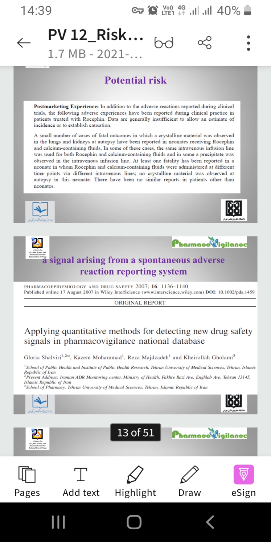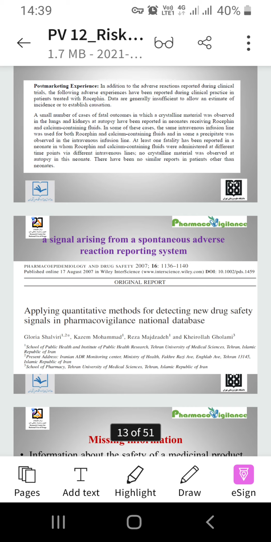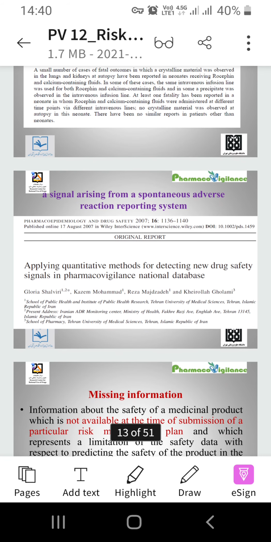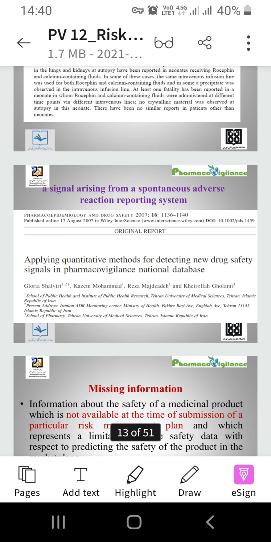A signal arising from a spontaneous adverse reaction reporting system. Pharmacoepidemiology and Drug Safety, 2007. This is a report published online in August of 2007 in Wiley InterScience: Applying quantitative methods for detecting new drug safety signals in pharmacovigilance national databases. This is an article from Dr. Gloria Shalvi and Dr. Kazem Mohammadi. This is a very good example article to study well and to know an example of a potential risk known from a signal arising from a spontaneous adverse reaction.